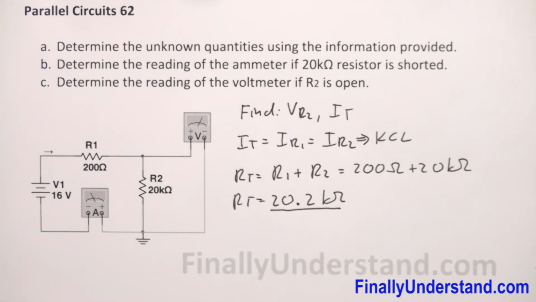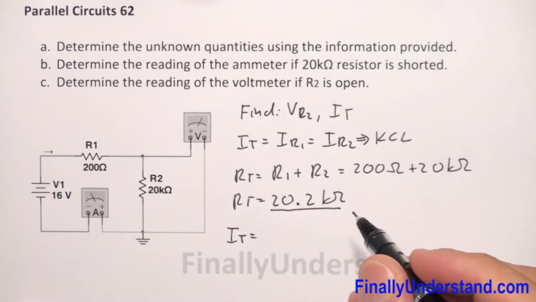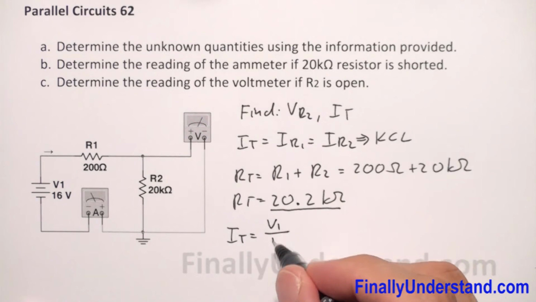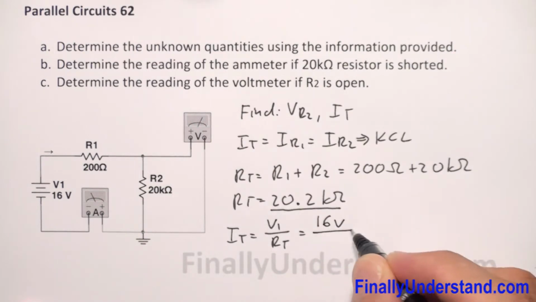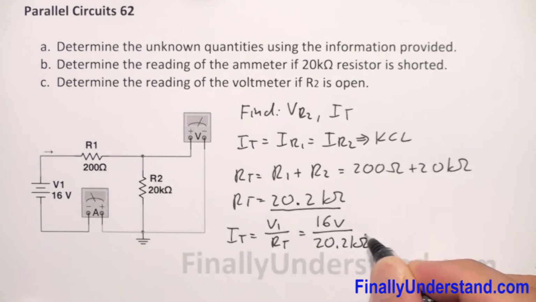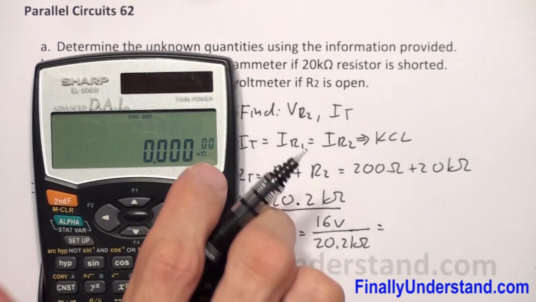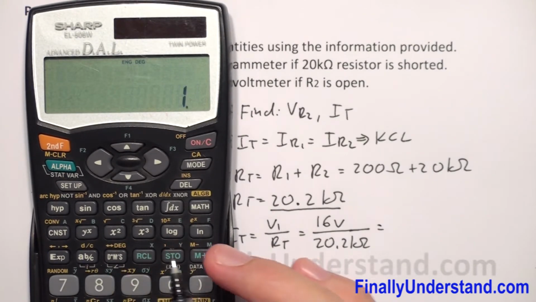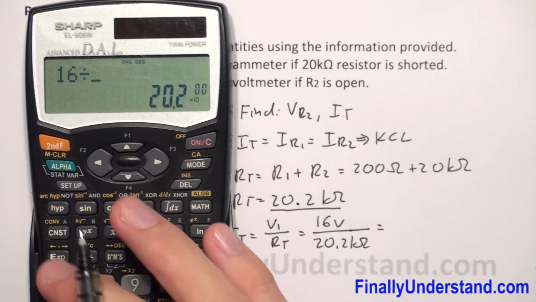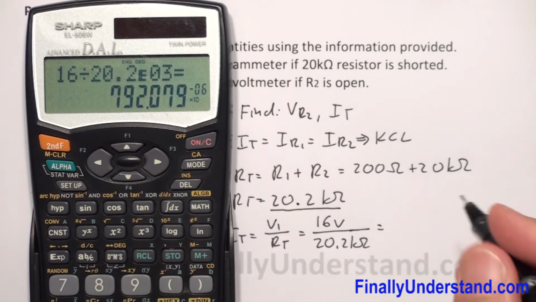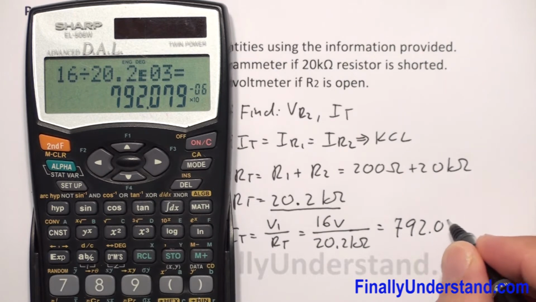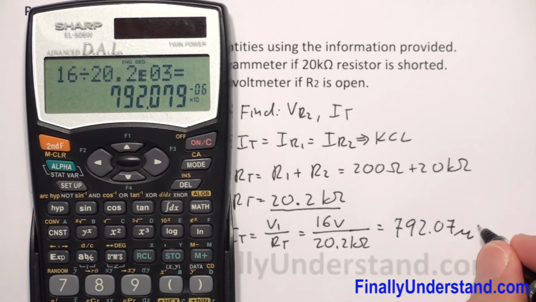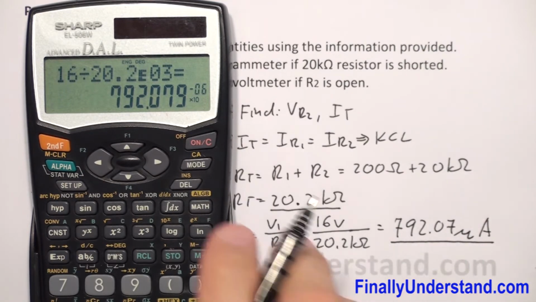Now we're supposed to find I total. I total is equal to voltage V1 over R total, where V1 is equal to 16 volts. 16 volts divided by 20.2 kilo ohms, which is 16 divided by 20.2 exponent 3, is equal to 792.07 microamps. So this is my total current.